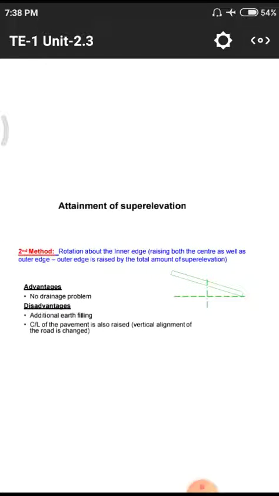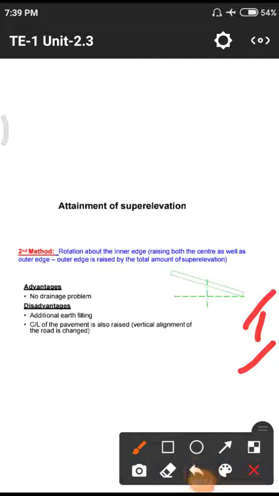Next one, alignment of super elevation, is the second method. In the previous case we used the central level, but here we are using the end level. That means we are raising totally with respect to the inner edge. Rotation about the inner edge: with respect to the inner edge, we are maintaining a certain amount of angle. In these conditions we have only one advantage and two disadvantages, so this is not suitable for our construction purposes of roads.